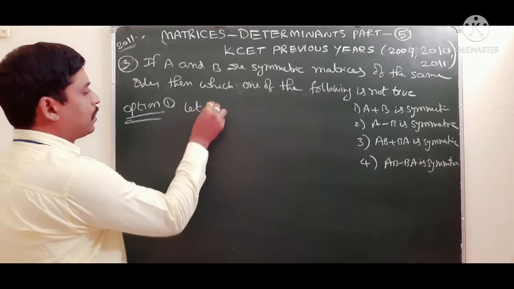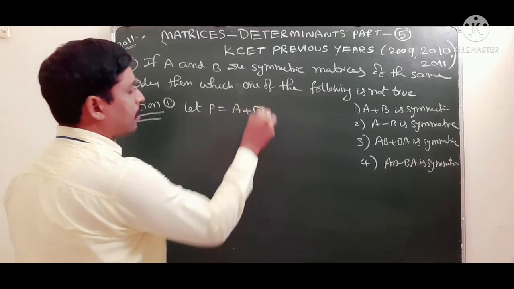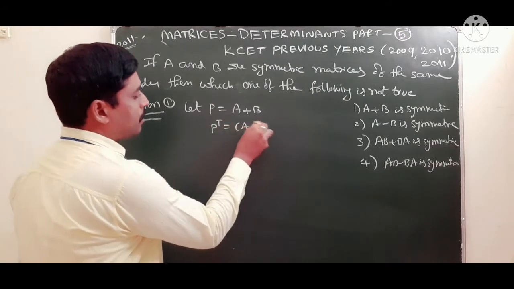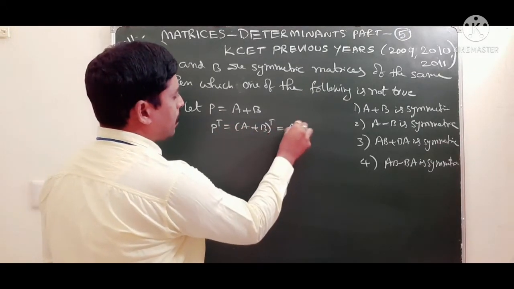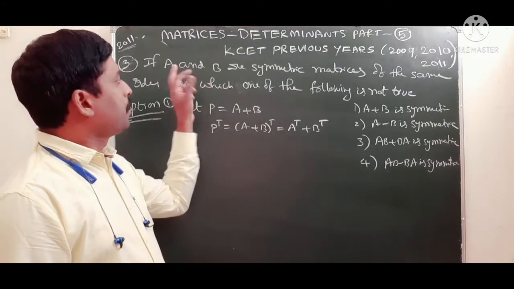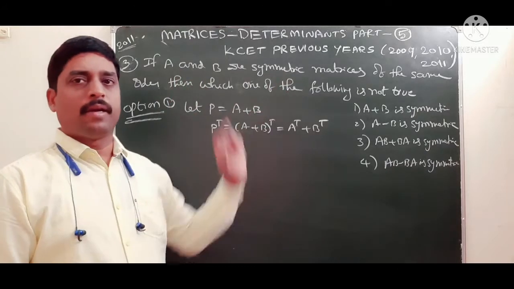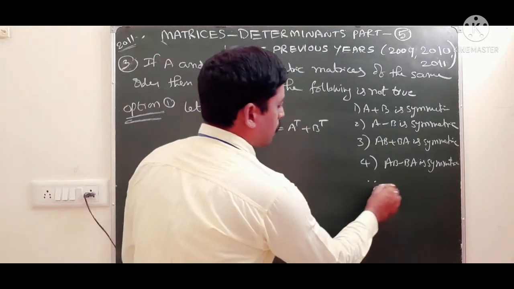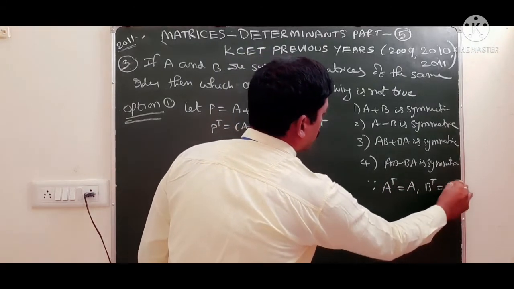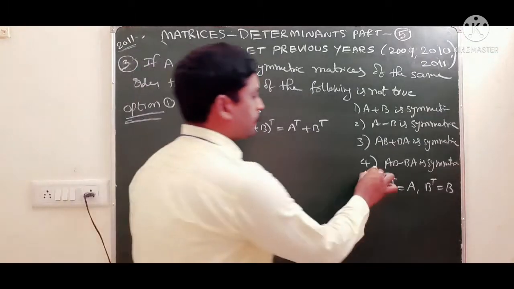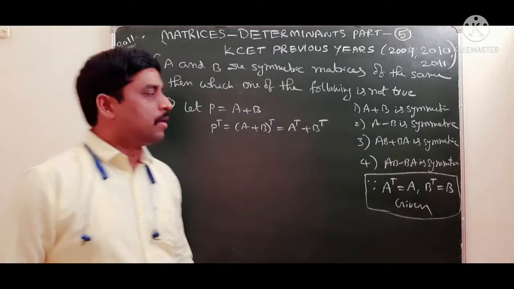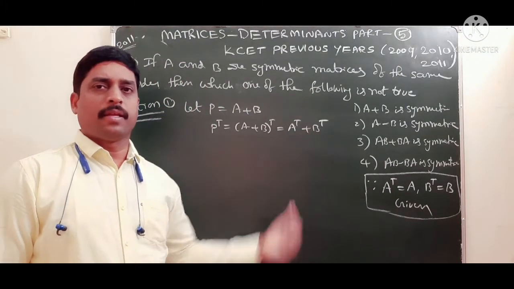So let us take P is equal to A plus B. Now taking transpose on both sides, P transpose is equal to A plus B whole transpose. This will be A transpose plus B transpose. Okay, clear? But from the statement, what is given? A and B are symmetric matrices. So A transpose is equal to A, given, and B transpose is equal to B, given.